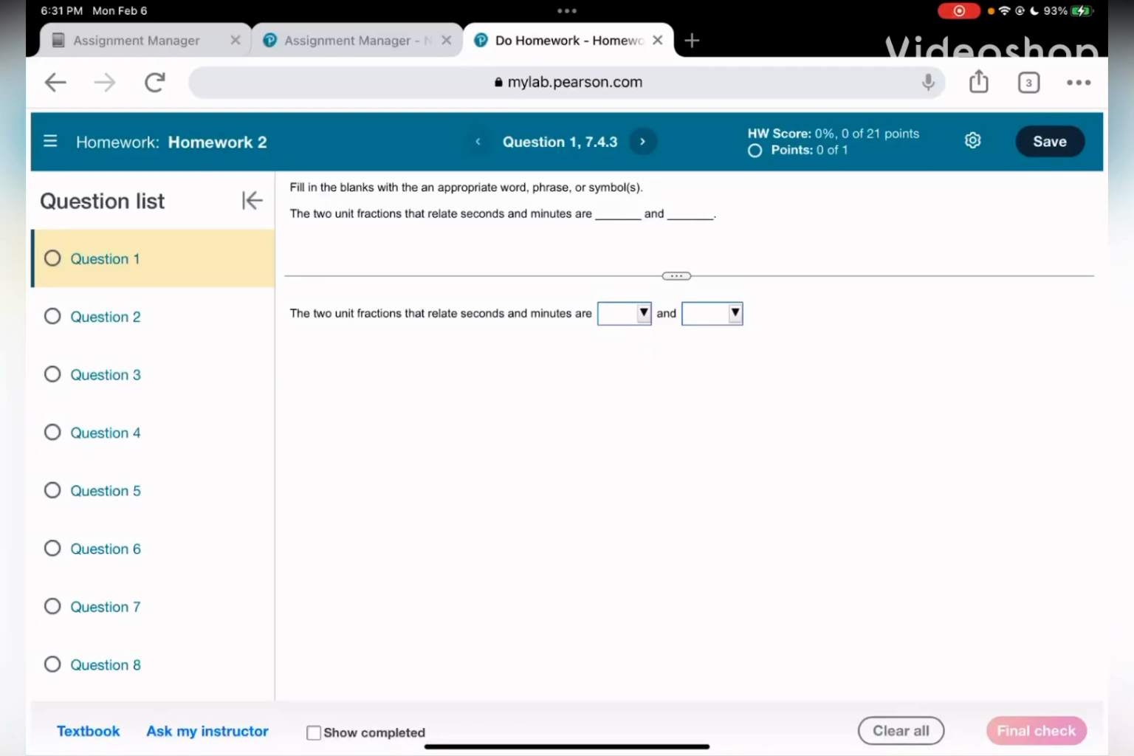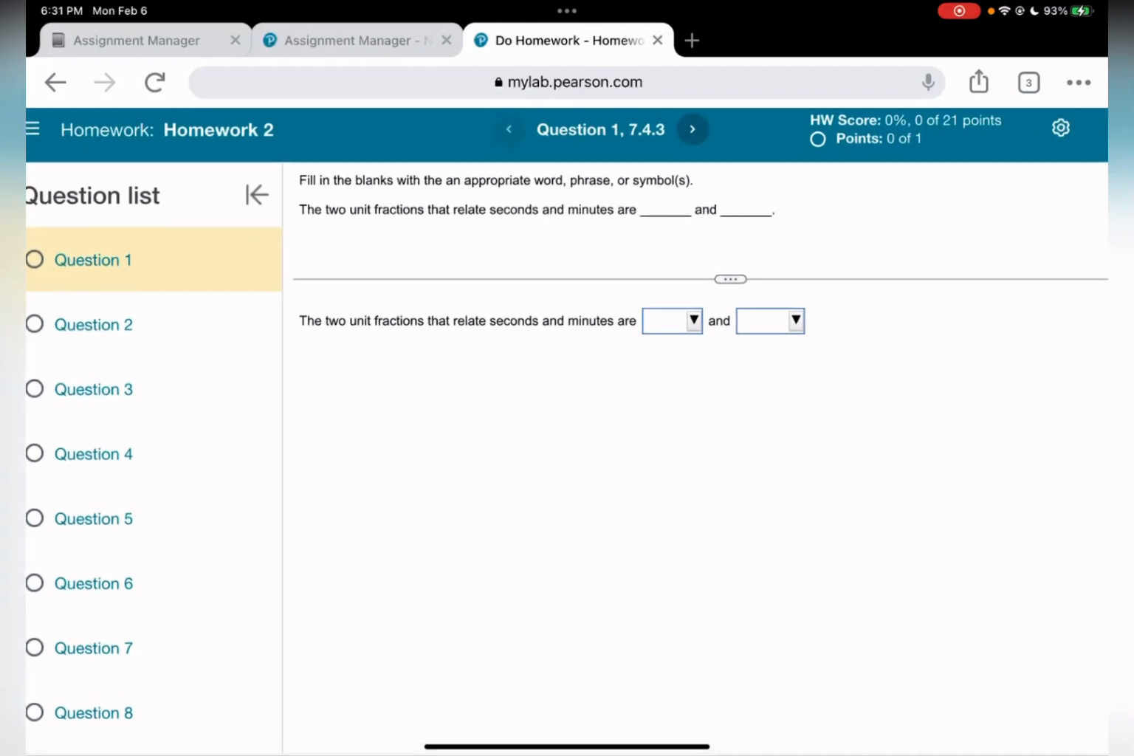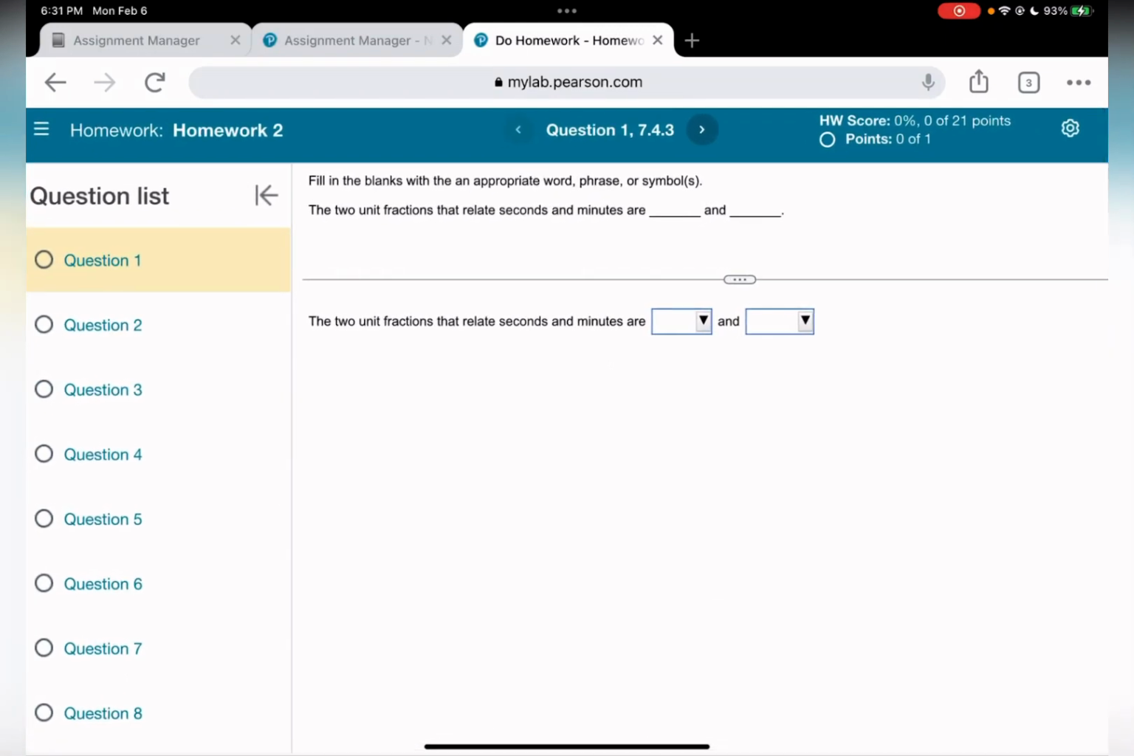Okay, let's do homework 2 for MGF 2107. So question number 1, what do we have? Fill in the blank with the appropriate word. So the two unit fractions that relate seconds and minutes are, let me see what we have here.